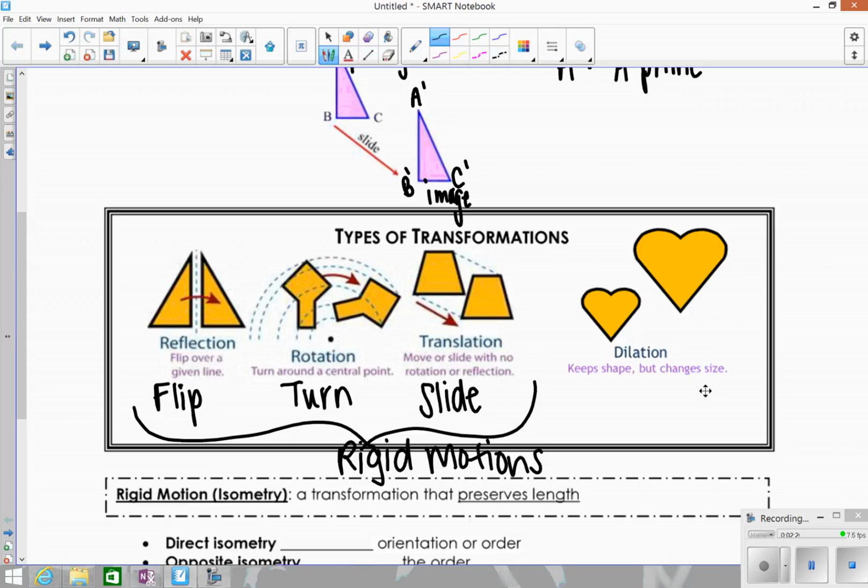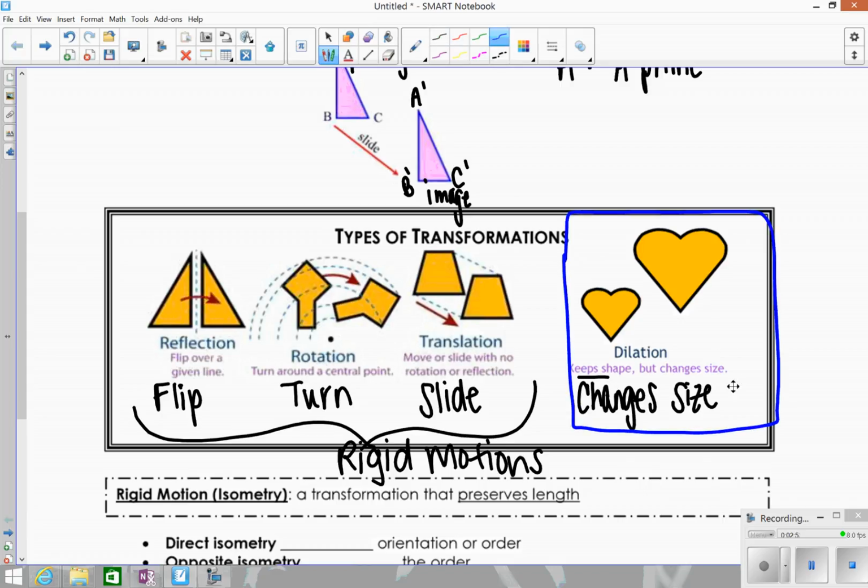And then over here, a dilation, this is changing the size of the figure. So since it changes the size, it means that the figures are going to be what we call similar. So they're going to be the same shape. So if you look, it says keeps the same shape, but the size is going to change. It's either going to get smaller or it's going to get bigger. So this will not be a rigid motion. So it changes size, but it keeps the shape. I'm not going to rewrite it because it's right here. But this would not be a rigid motion.